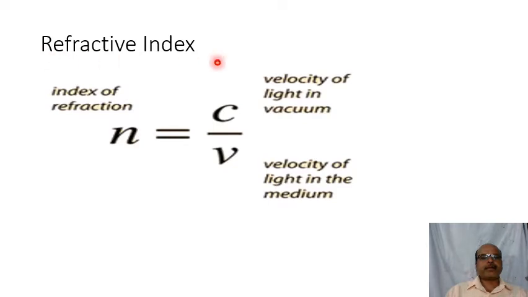Then the next term is refractive index. Refractive index is denoted by n, which is the ratio c by v, where c is the velocity of light in a vacuum, and v is the velocity of light in a medium. So c by v is the formula for refractive index, or index of refraction, denoted by n.